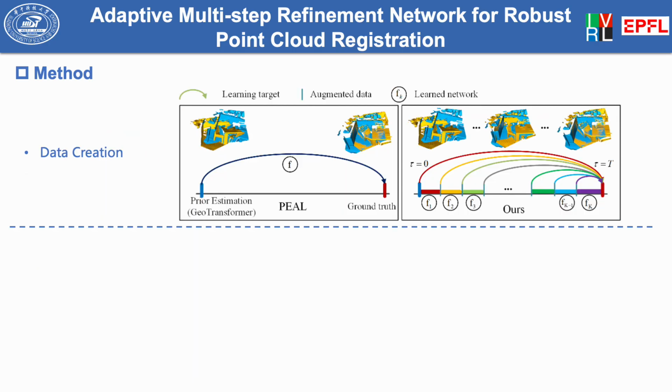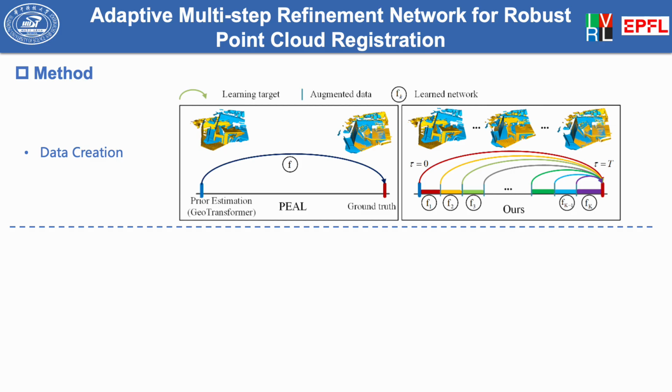The main technical contributions of our method are the data creation and generalized one-way attention. Previous work, Peel, trains the network F to map prior to ground truth. This, however, has a limitation: the model does not adjust to the improved quality of the prior during the multi-step refinement process. To adapt the multi-step refinement network to each step, one should specify the refinement F_k that each step should perform.